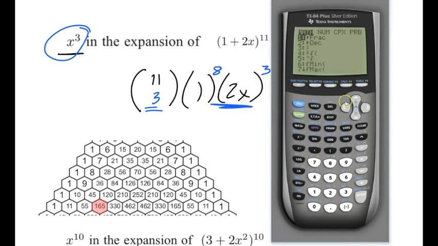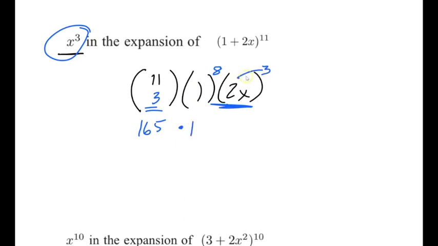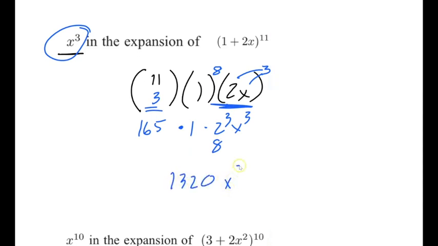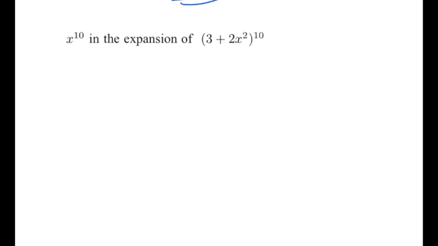11, math, NCR, 3. 165. 1 to the 8th power is still 1. That 3 goes to both of these. So it's 2 to the 3rd, x to the 3rd. That's 8. I need to multiply 165 times 1 times 8. 1320, x to the 3rd. That's the idea. Let's do one final one that's a little more tricky, but the same concept.